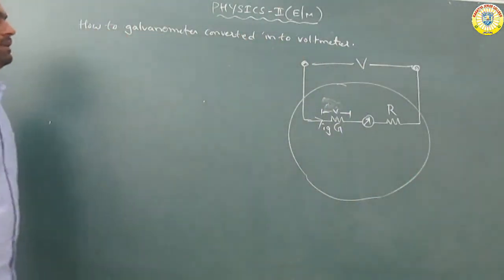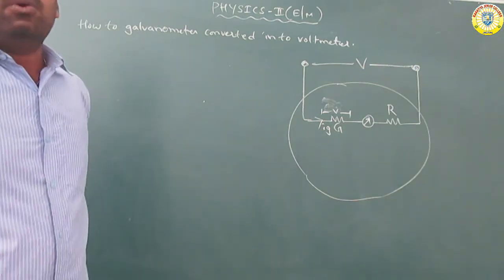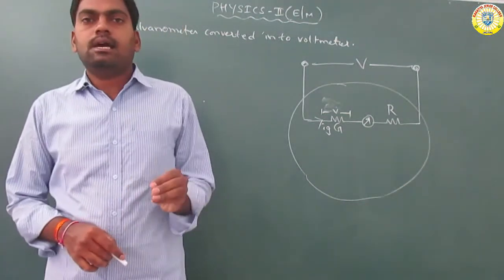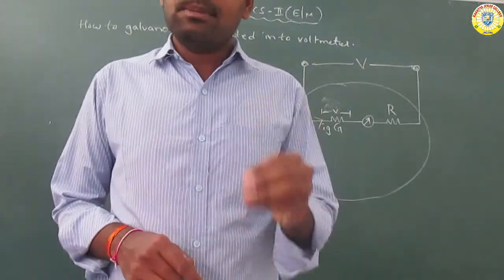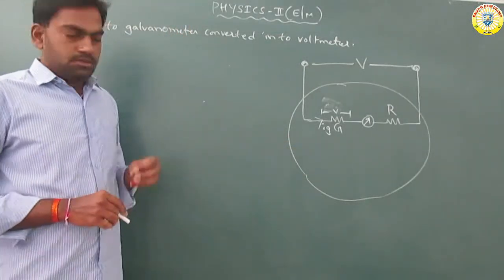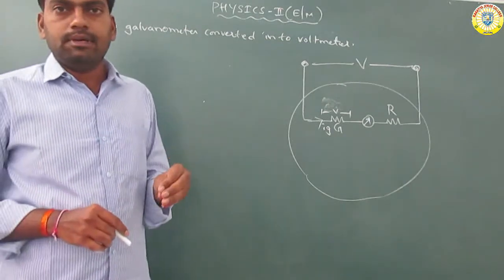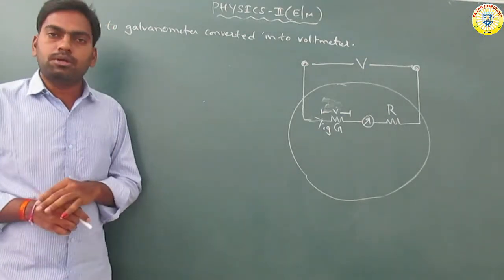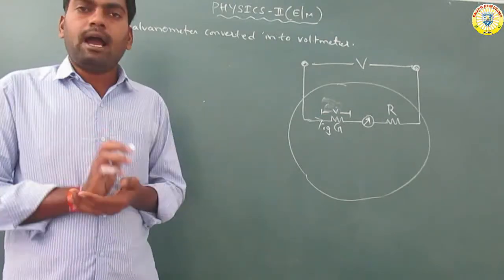So now, how do we convert the galvanometer into a voltmeter? In the earlier case, when the galvanometer is converted to an ammeter, a small resistance is connected in parallel. But here a large resistance is connected in series. So when the galvanometer is converted into a voltmeter, a very high resistance is connected in series.